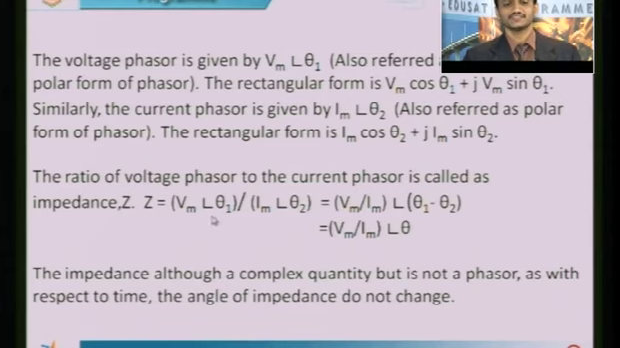This is because both the current and the voltage have the same angular frequency. So in a given time they would have traced the same angles. That is why we say the impedance is not a phasor. This particular angle will remain as it is for any given time, whereas these two angles do change with respect to time, but we are considering our point of reference t equal to 0. So the impedance, although a complex quantity, is not a phasor, as with respect to time the angle of impedance does not change. Let us keep this in mind.